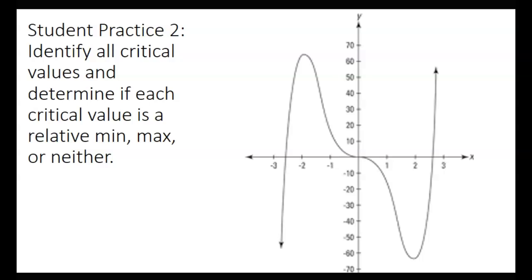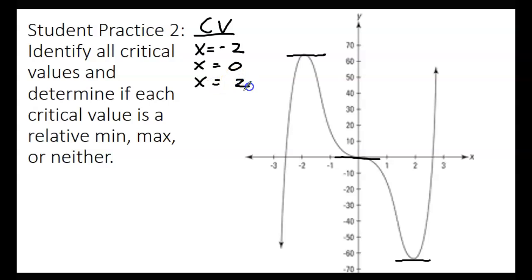So here we have a slope of 0. Here we have a slope of 0. And here we have a slope of 0. There's no undefined slopes, though. Oh, good. But the only one that's not a relative extrema would be x equals 0. So critical values are x equals -2, x equals 0, and x equals 2. Relative max.